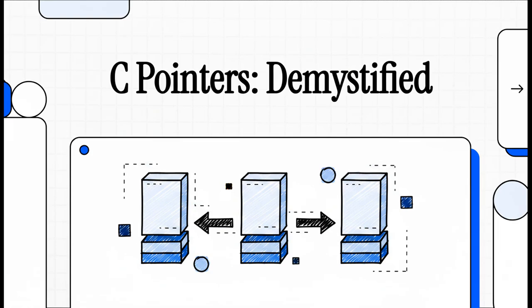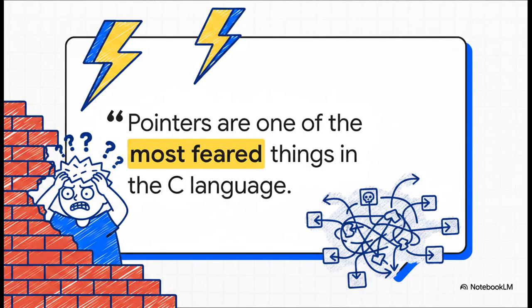All right, let's just jump right in. We're going to talk about something that can feel a little intimidating in the C programming language: pointers. And look, let's just be real for a second. They have a reputation, right? This quote really says it all. For a lot of programmers, pointers are where they hit a pretty serious wall.